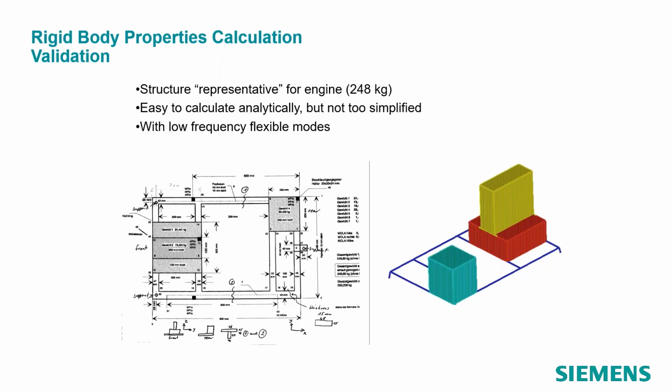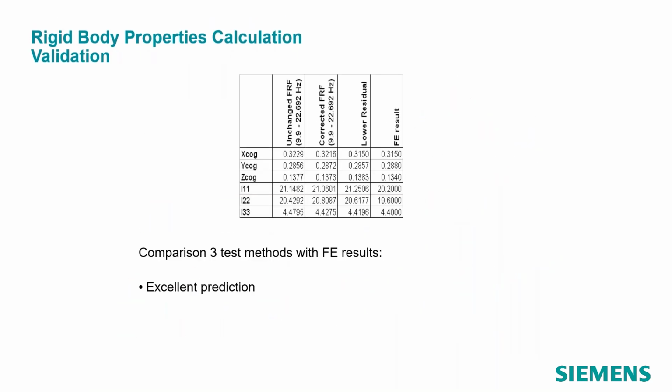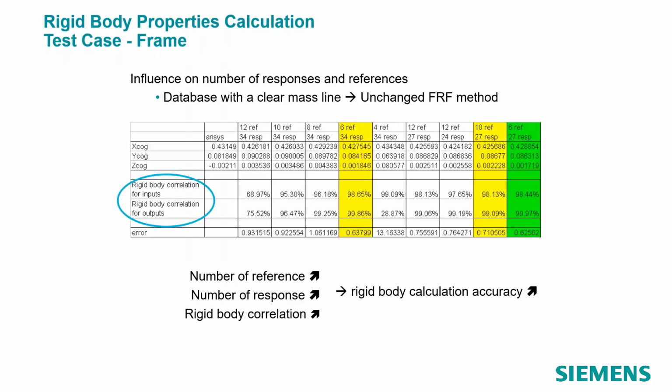So we did a validation on this type of a structure. We got very good results. As the number of references goes up or the number of responses goes up, the rigid body correlation goes up and the rigid body calculation accuracy goes up. So like Charles asks, it helps if you have more references than you need. So try to get more than 6. And it helps if you have more responses than you need. So try to use more than 8 triaxes.